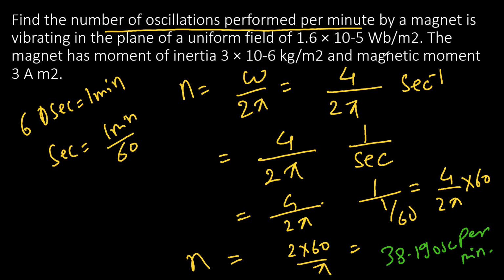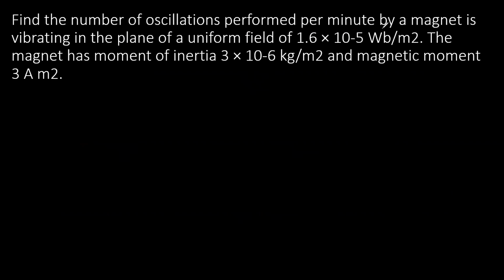38.19. Okay. So this is your last sum. All the sums from the oscillations board. You can simply know the formula, you can easily solve. Okay. So we stop.